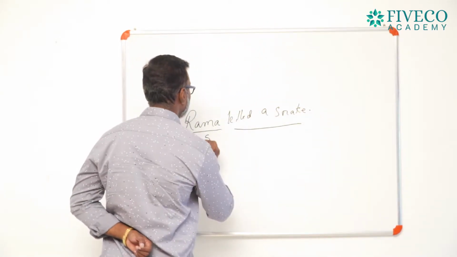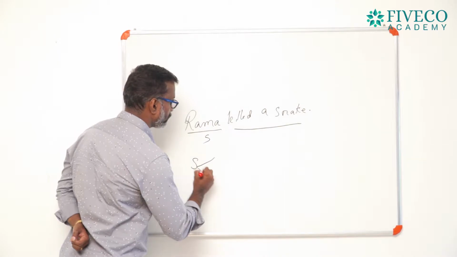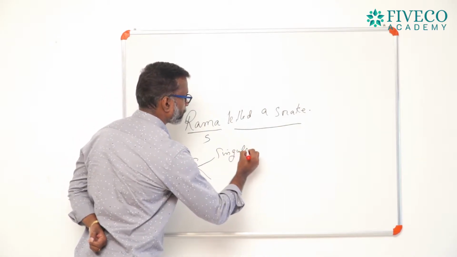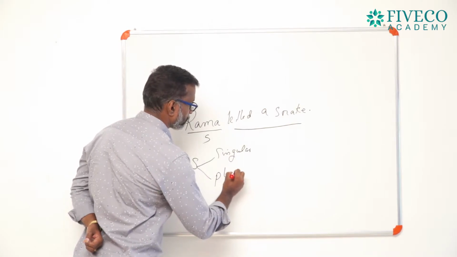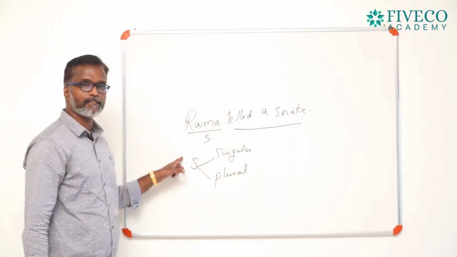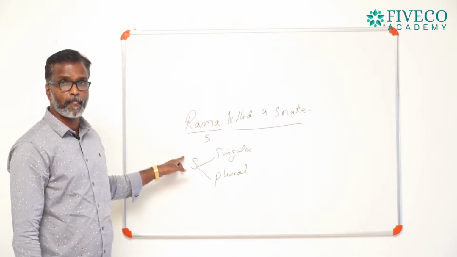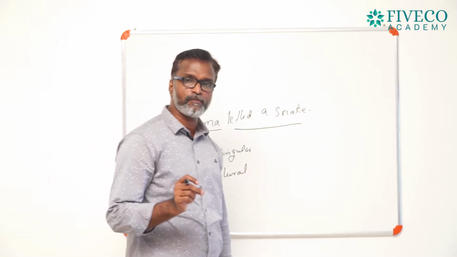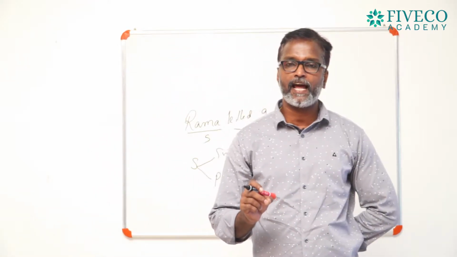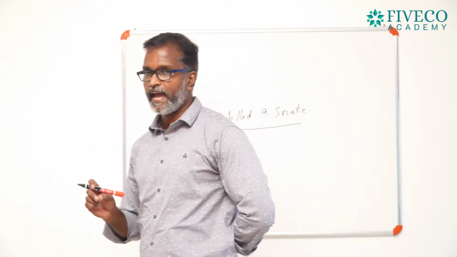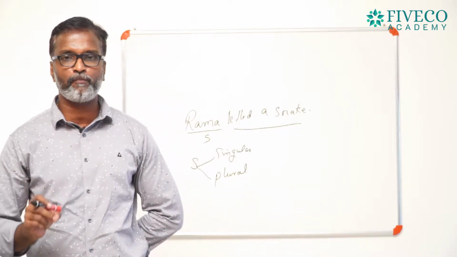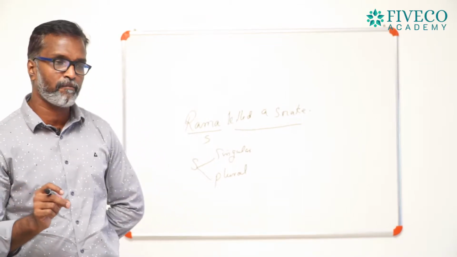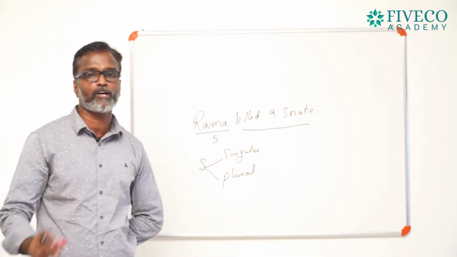Okay, come to the point. Subject section. You can divide the subject into 2. They are singular and plural. And what is the difference between a singular subject and a plural subject? If the action is done by only one person, it is called singular, and if the action is done by more than one person, it is called plural.